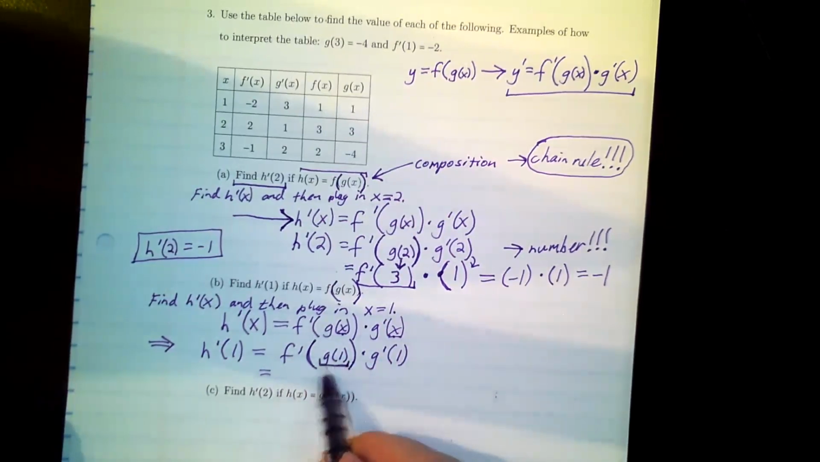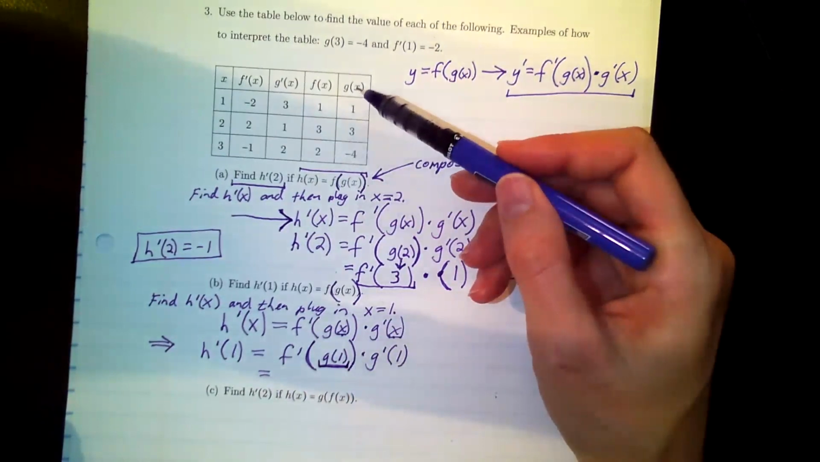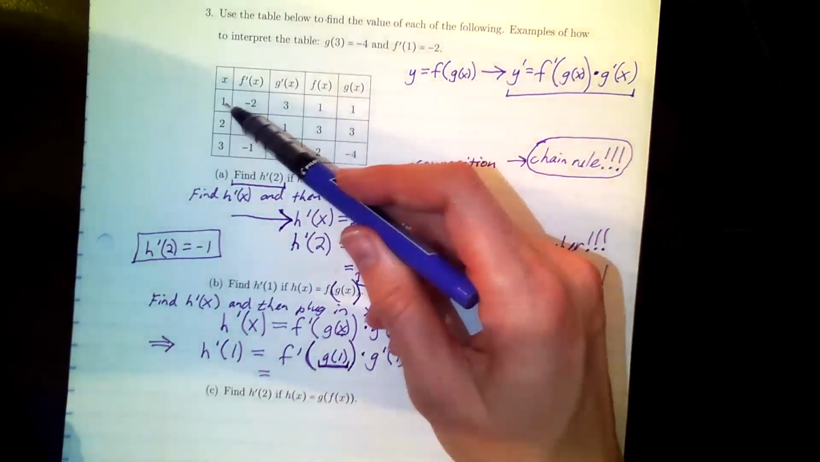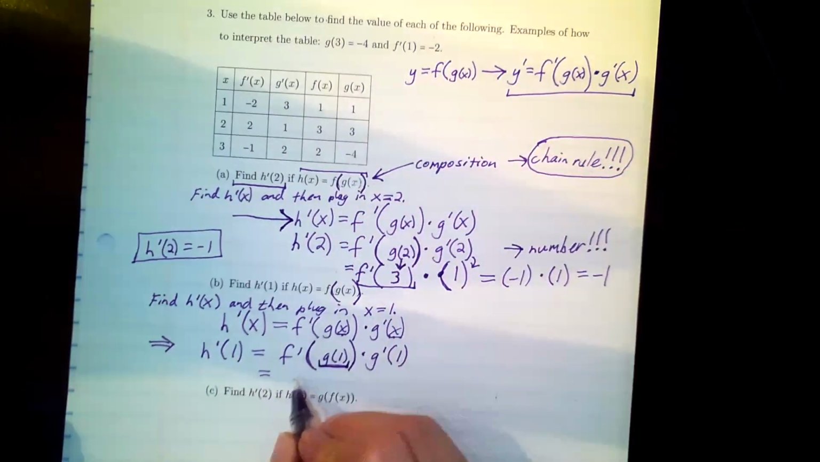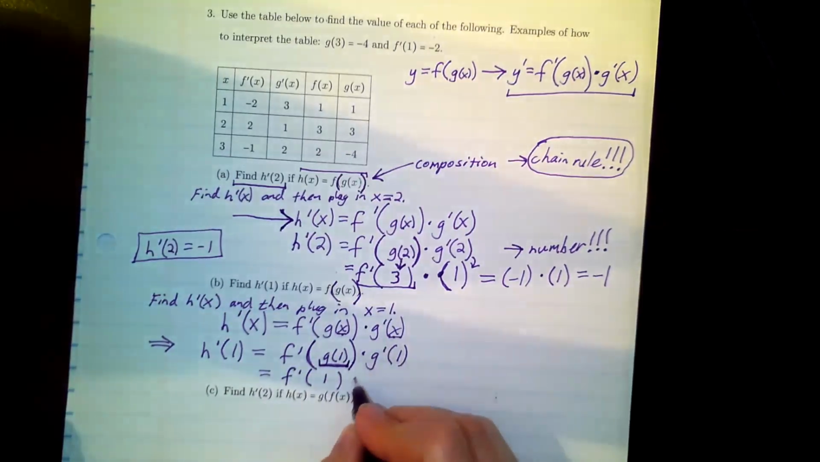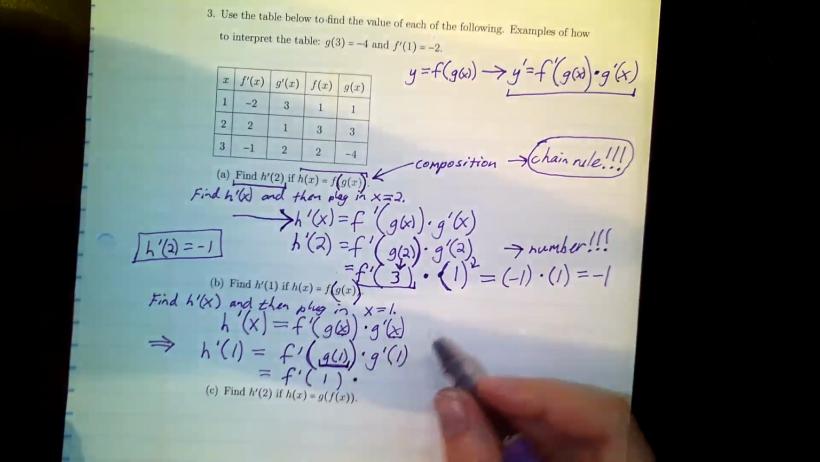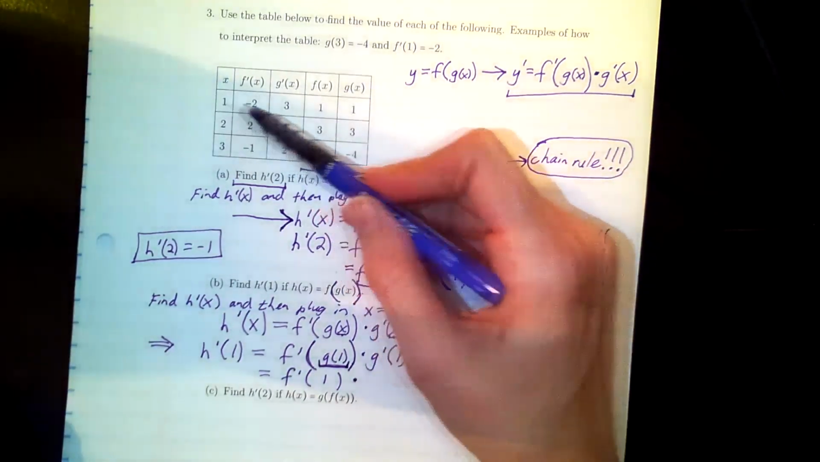That is actually a number that I can find because they gave me data in a table. G of 1. There's g. G of x equal 1 is 1. So this becomes f prime of 1, because that's what g of 1 is equal to. Times, what is g prime of 1? G prime of 1 is 3.